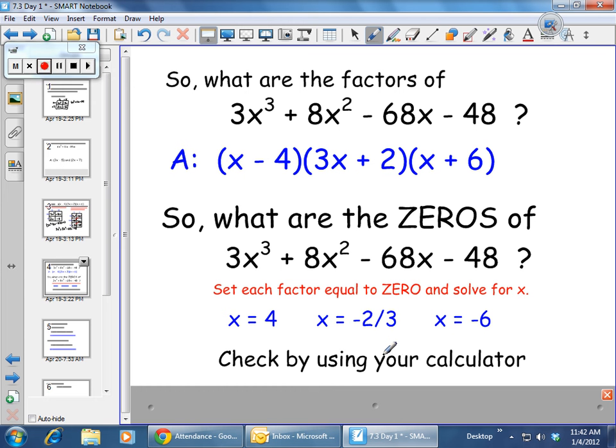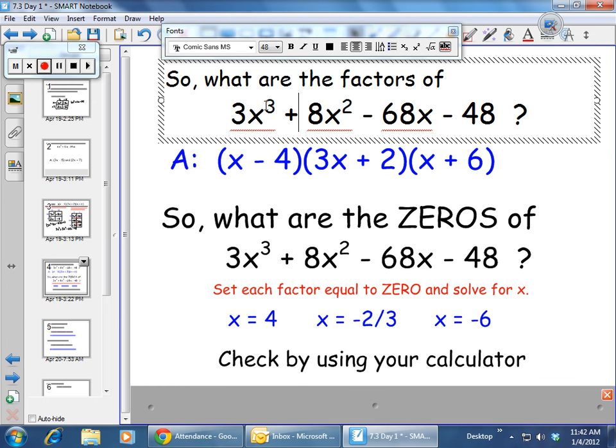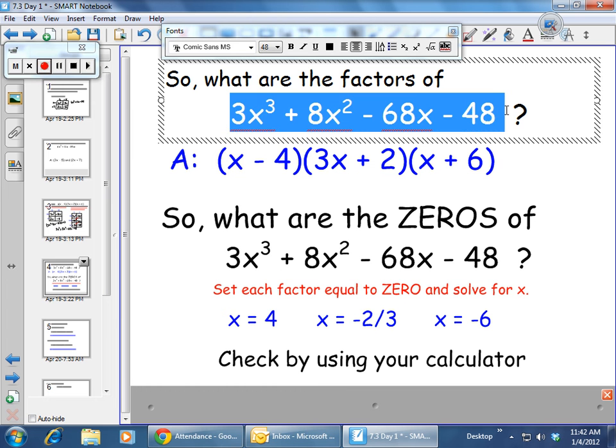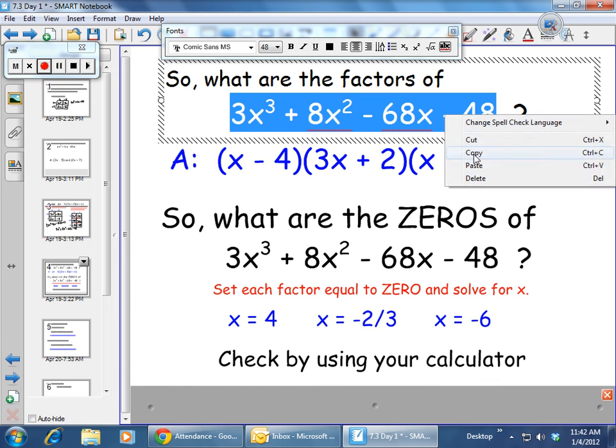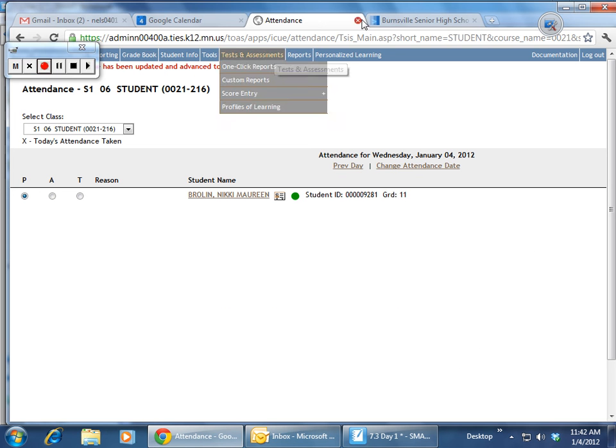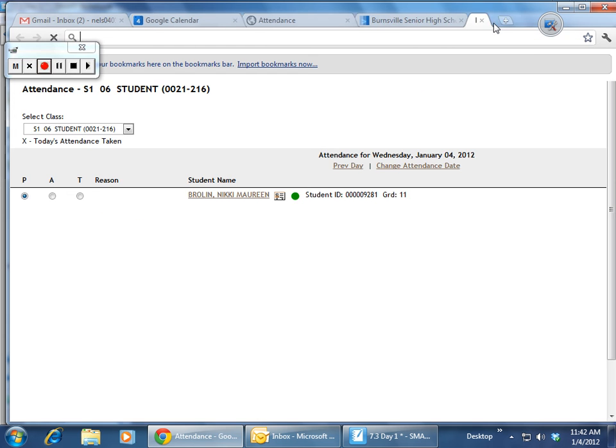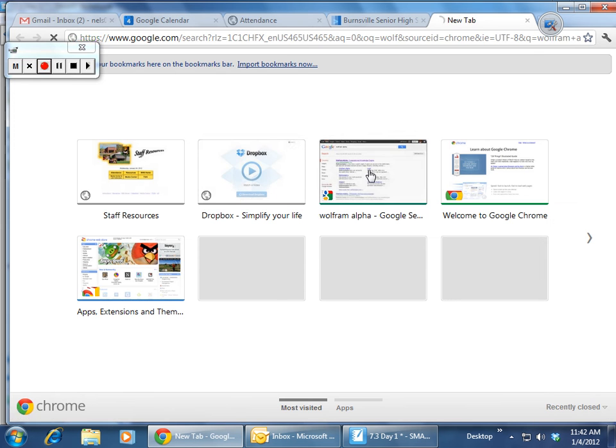So a way to check and make sure that you did this right is plug it into your calculator. Go to y equals, type it into y equals, and then look at the graph, and it should cross at 4, negative 2/3, and negative 6. And I can check. I do not have the graphing calculator app on my computer, but I can go to Wolfram Alpha and take a look at that. So let's do that real quick.